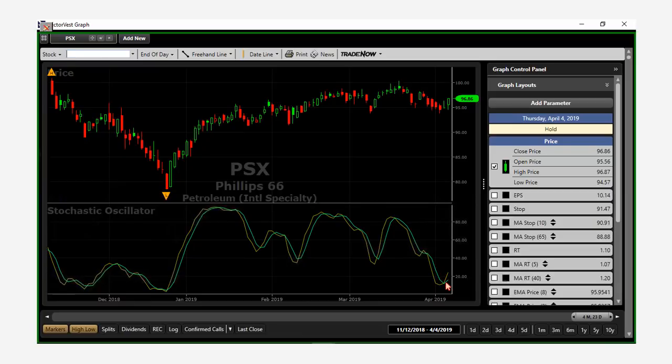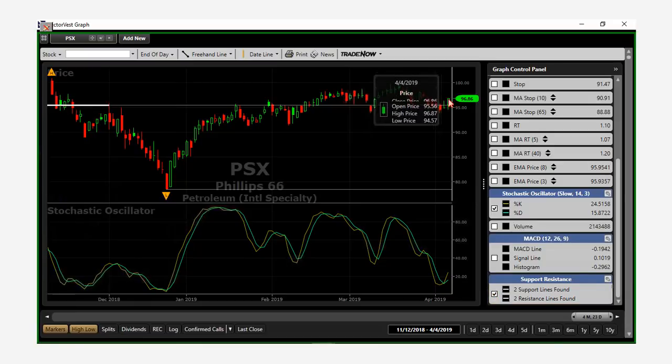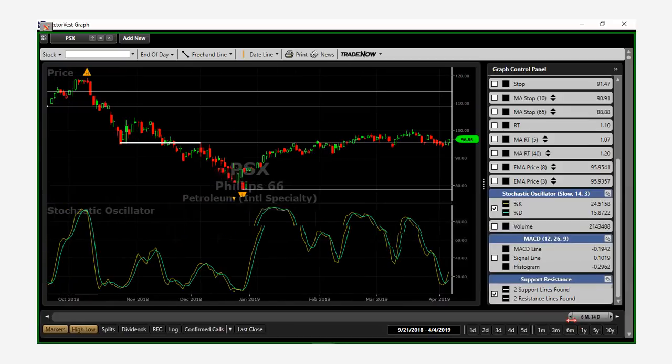What is it also doing? Not only did the stochastics cross from below 20 to above 20 today, what is price doing? What has price done today? It's retraced from a support, right? Yeah. There's the support level right here. Look at that nice retracement off of that support level. Okay, and all I did was I just clicked on that support and resistance.